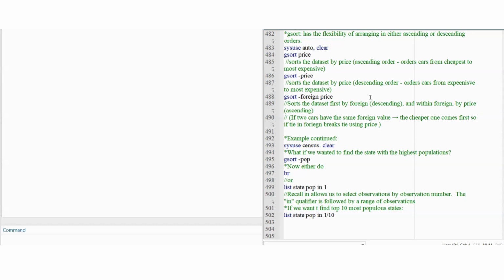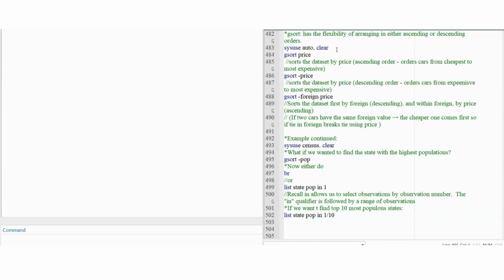Looking at sort and gsort in Stata, we looked at sort where we talked about it allowing us to sort our data in ascending order. But we said what the sort command cannot do is arrange the data in descending order. This brings us to gsort. Now gsort has the flexibility where it can arrange the data in either ascending order, which sort can also do, or descending order, which sort cannot do.